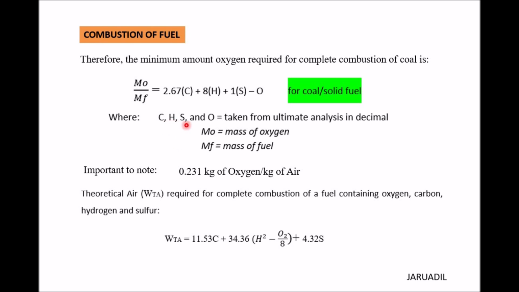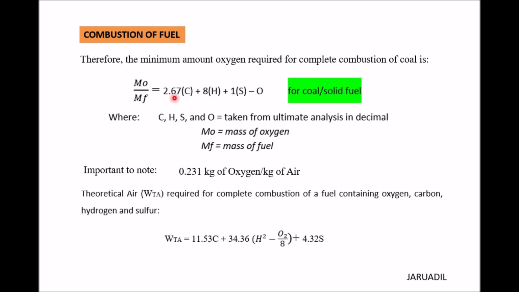So this one, C, H, S, and O, these are taken from ultimate analysis in decimal. MO is the mass of oxygen, and MF is mass of fuel. Important to note, there are 0.231 kilogram of oxygen per kilogram of air. So the theoretical air, which is weight of theoretical air required to complete combustion of a fuel containing oxygen, carbon, hydrogen and sulfur. So pag itong term na ito, dinivide mo siya sa 0.231, ang kalalabasan niya ay ito. Ito yung standard equation ng wata.